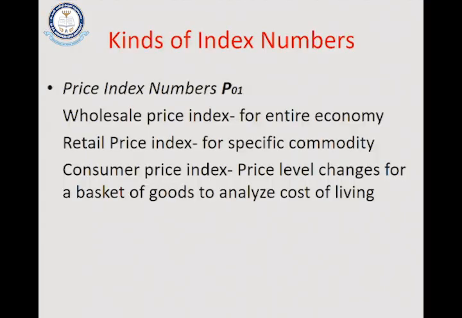Price index number is again subclassified into three: wholesale price index, retail price index, and consumer price index. Wholesale price index is applied for the entire economy, which tells us about the total economic condition, that is exports, production and all other aspects also. How much is the agriculture production, how much is the industrial production, how many goods are exported, what is the aggregate demand, what is the aggregate supply, what is the total economic condition. All these aspects can be understood with the help of the wholesale price index.